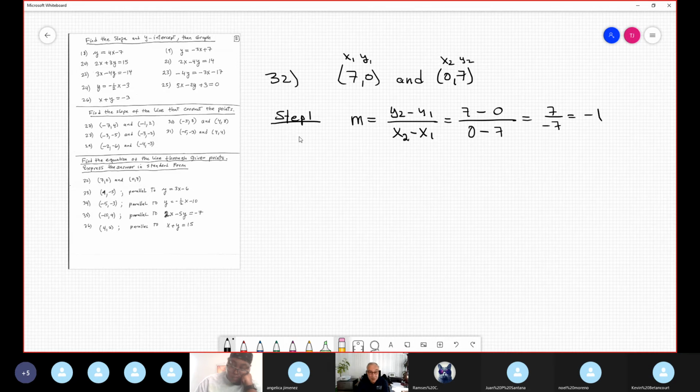Step 2 is, for example, using this formula. It's the point-slope formula: y minus y1 is equal to slope times x minus x1. This is fantastic. I always use that formula. It allows me to find the equation of the line. So the goal is the equation of the line.